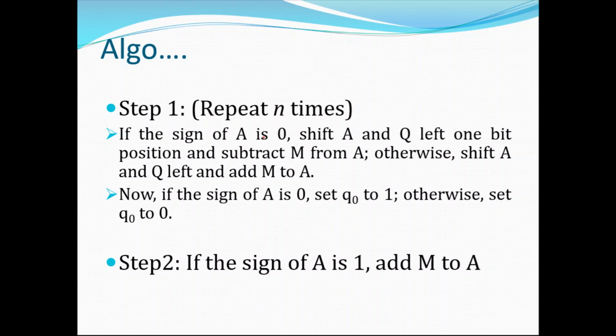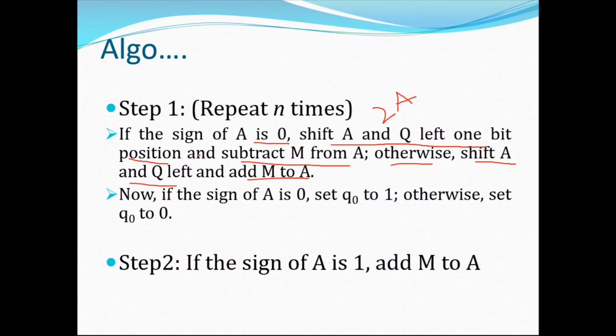If the sign of a is 0, shift a and q left 1 bit. So shifting is nothing but 2a. When you shift, previously a, it will become 2a. When the sign is 0, subtract m from a, okay? Otherwise, if the sign is negative, then shift a and q. Shifting is nothing but 2a, and add m to a, okay?